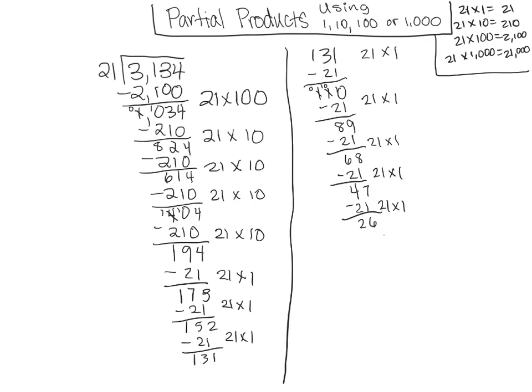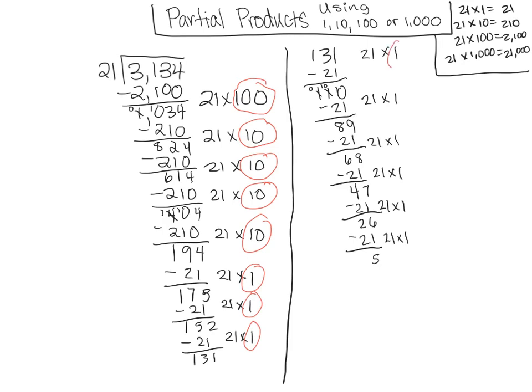And we're almost there. Last one. 21 times 1, subtract the 21. 6 minus 1 is 5. 2 minus 2 is 0. All right, so now we have to add all of our partial products. Here we have 100, 10, 10, 10, 10, and then nine 1s. We're going to add these together.